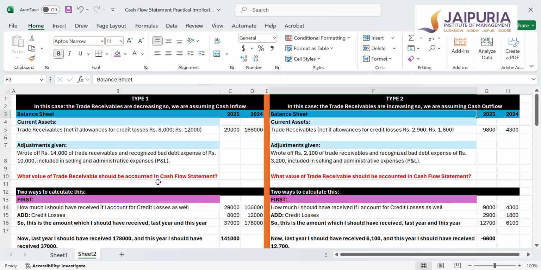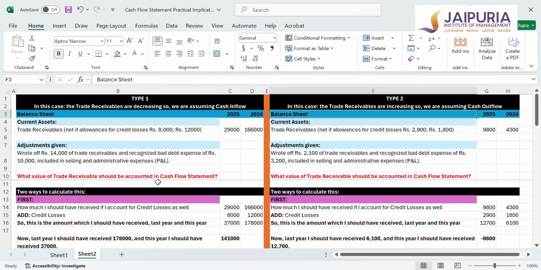Dear students, this video is about calculation of trade receivables for the cash flow statement. There are two types of trade receivables. In the first case, the value of trade receivables is decreasing from the previous year. In the second case, the value of trade receivables is increasing from the previous year.